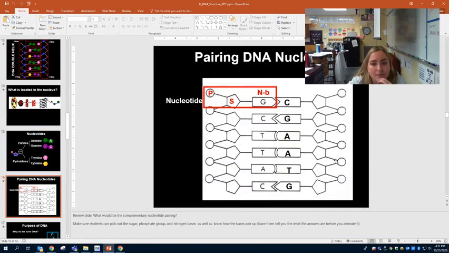So again, here we have our little ladder structure. We have our phosphate group, our sugar, and then our nitrogenous base. So here's our C's and G's. Here's our T's and A's. And notice it doesn't matter what side it's on, it just has to be bonded to that other nitrogenous base that it matches with.